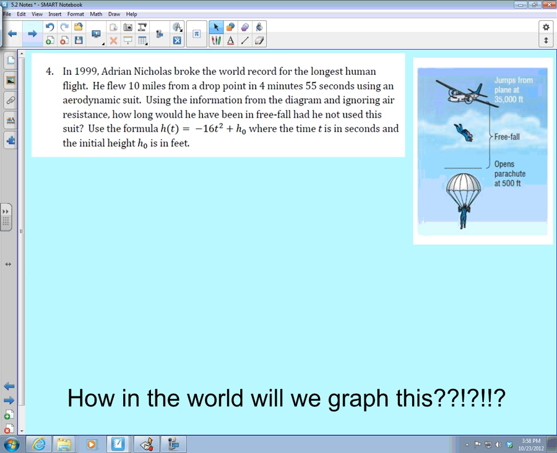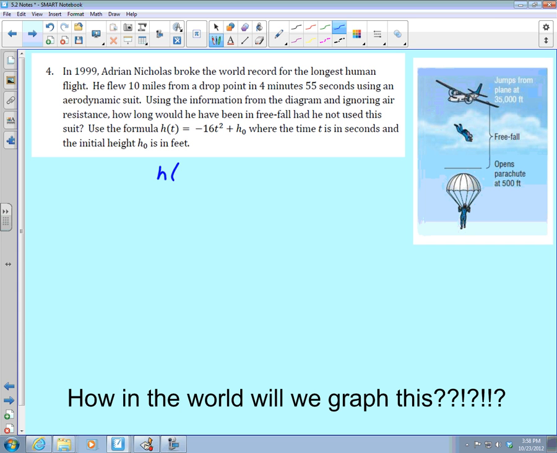This one. Okay. In 1999, Adrian Nicholas broke the world record for longest human flight. He flew 10 miles from a drop point in 4 minutes and 55 seconds using an aerodynamic suit. Using the information from the diagram, ignore the air resistance, so we don't care about air resistance. How long would he have been in free fall had he not used this suit? Use the formula.